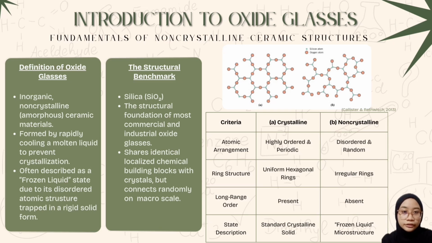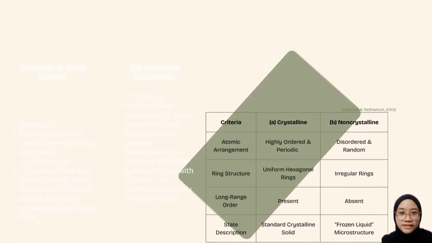If you look at the figure, we can clearly compare the two structures. Diagram A shows crystalline silica, which features a highly ordered periodic lattice with uniform hexagonal rings. This is the characteristic of long-range order. On the other hand, diagram B shows our non-crystalline silica class. While it uses the same chemical building blocks, it connects randomly into irregular rings. This loss of translational symmetry is what defines the amorphous nature of glass.